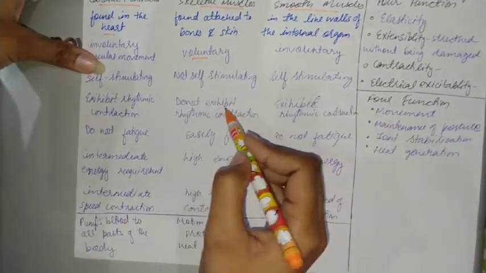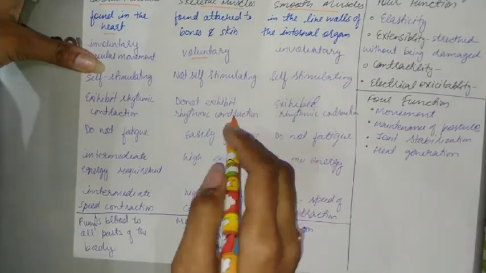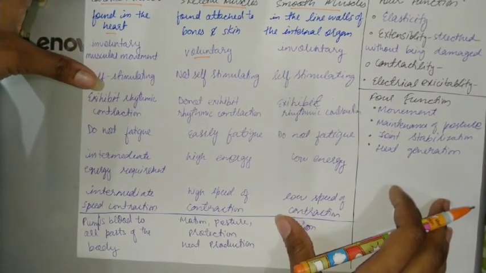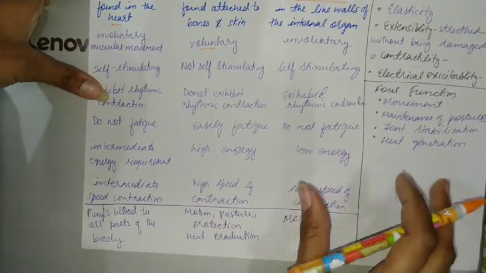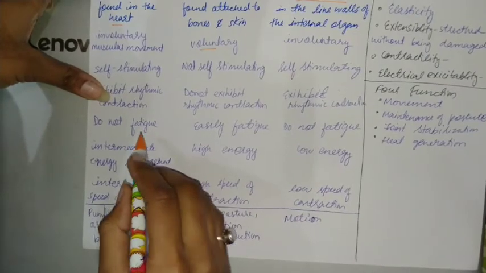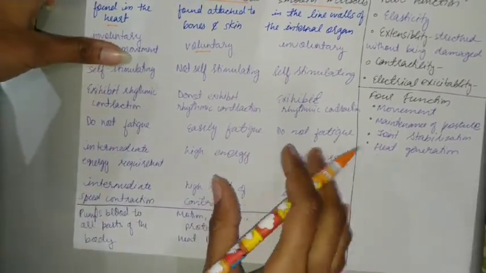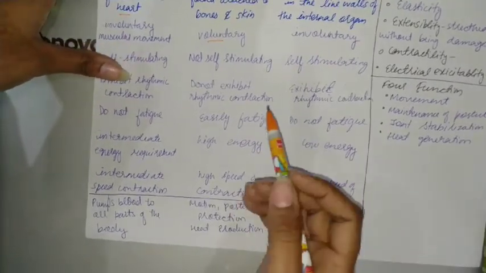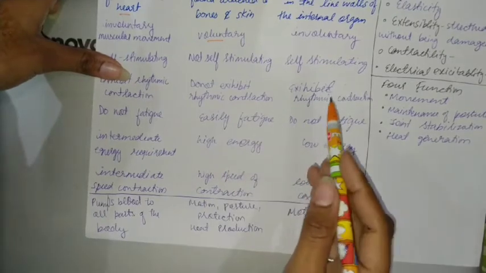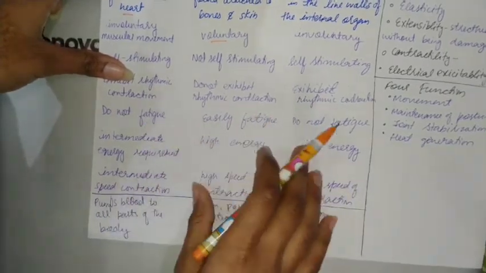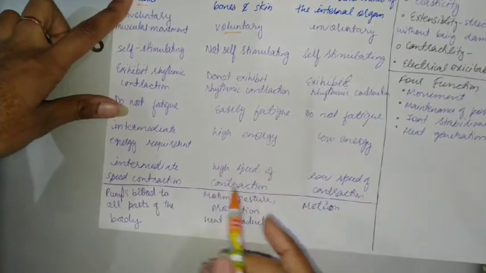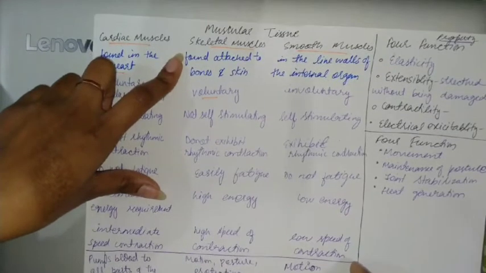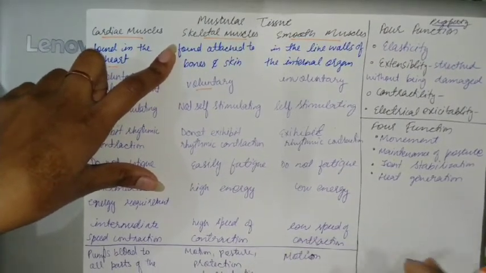Skeletal muscles do not exhibit rhythmic contraction, but cardiac and smooth muscles exhibit rhythmic contraction. Cardiac muscle does not fatigue, meaning it does not get tired. Skeletal muscle easily gets tired, and smooth muscle does not get tired. Skeletal muscle has the highest energy requirement, smooth muscle low energy, and the intermediate energy requirement is of cardiac muscle. Cardiac muscle has intermediate speed contraction. High speed contraction is of skeletal muscle, and smooth muscle is low speed contraction.